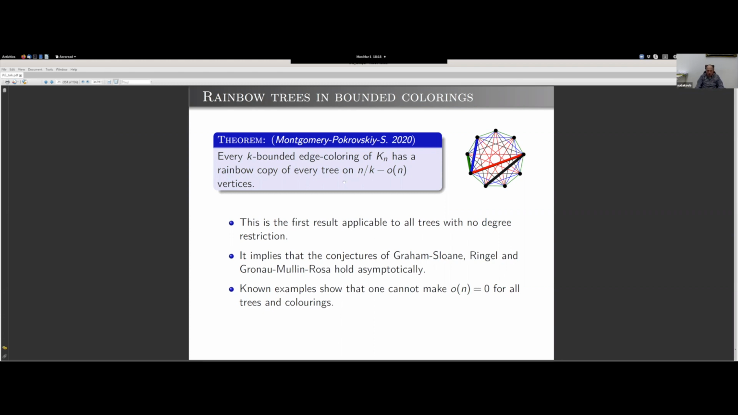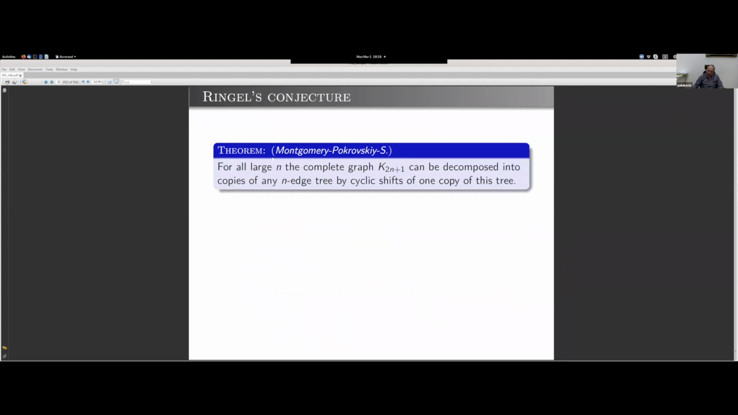But this result talks about general k-bounded coloring. Now let's go back to Ringel. So in Ringel's case, we have a very specific Euclidean coloring of the complete graph, which was the union of two factors which came from putting vertices on the circle and coloring by the color of the distance, right? So this is specific to bounded coloring. And indeed, by working a little bit more, actually quite a bit more, about 2 years ago, again with Richard and Alexei, we managed to use the properties of this coloring and prove Ringel's conjecture exactly for all large n.